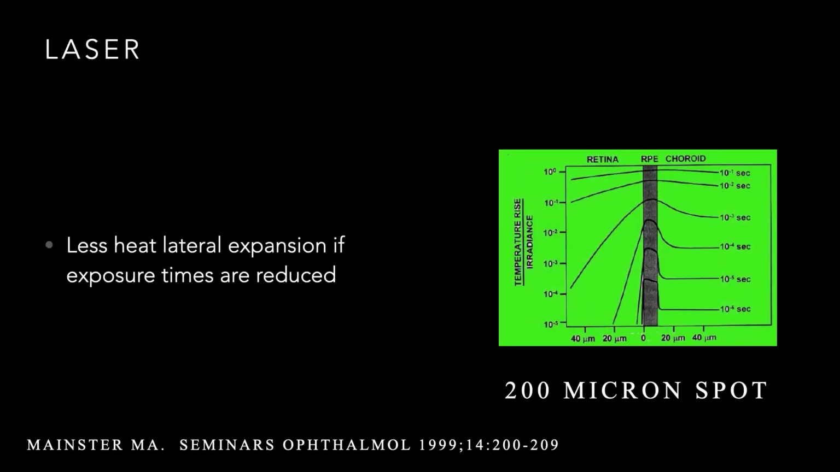This is a graph that illustrates the effect that exposure times have on the laser burn. We can see that as the exposure times are reduced, there is less lateral heat expansion. With an increase in exposure times, the burn not only burns the RPE, but also starts burning the retina as well. Also, the adjacent RPE is burned by increasing the exposure times. So one way of decreasing iatrogenic damage is by reducing the exposure times.